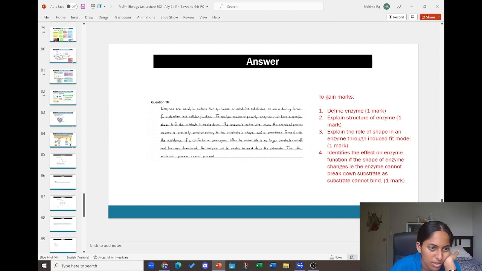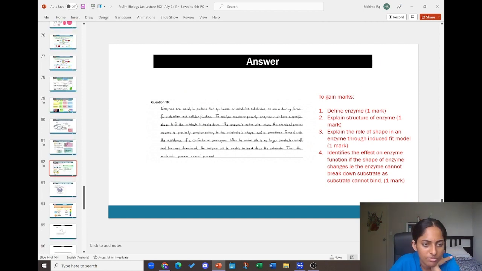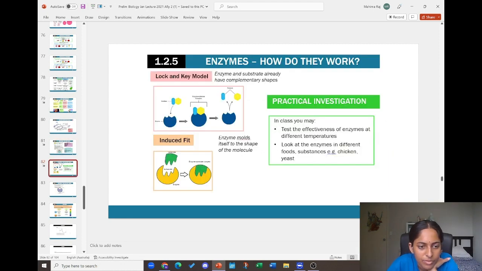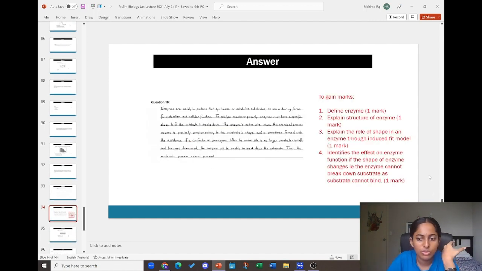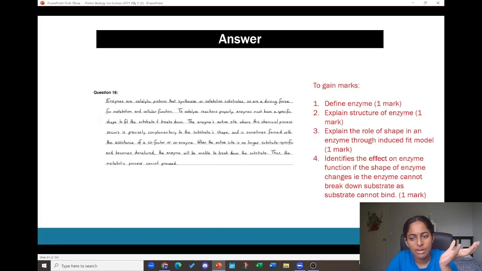If I go back, where's the slide? There we go. So you can see here that there's a specific active site that's shaped. So without this, it's not going to attach. So therefore, your shape is also really important. So without the enzyme, it cannot bind.